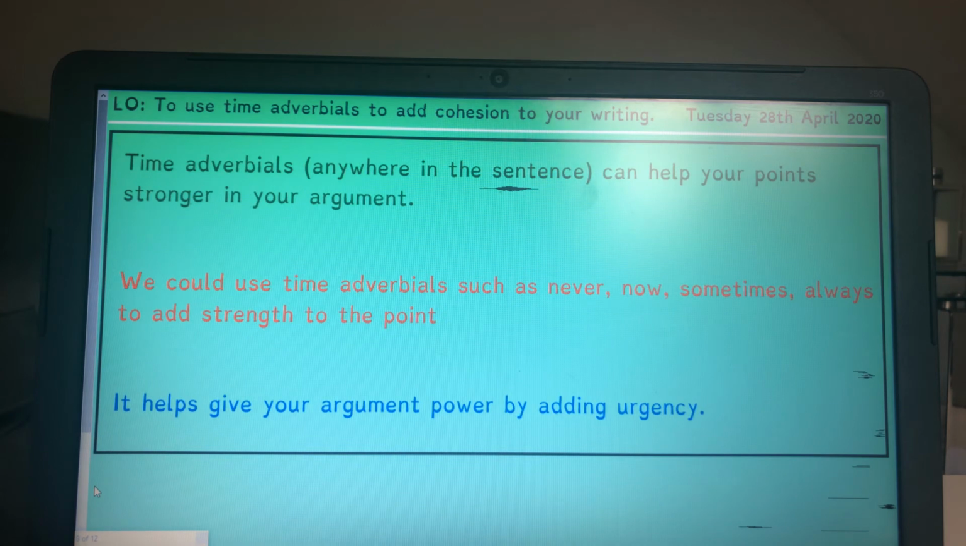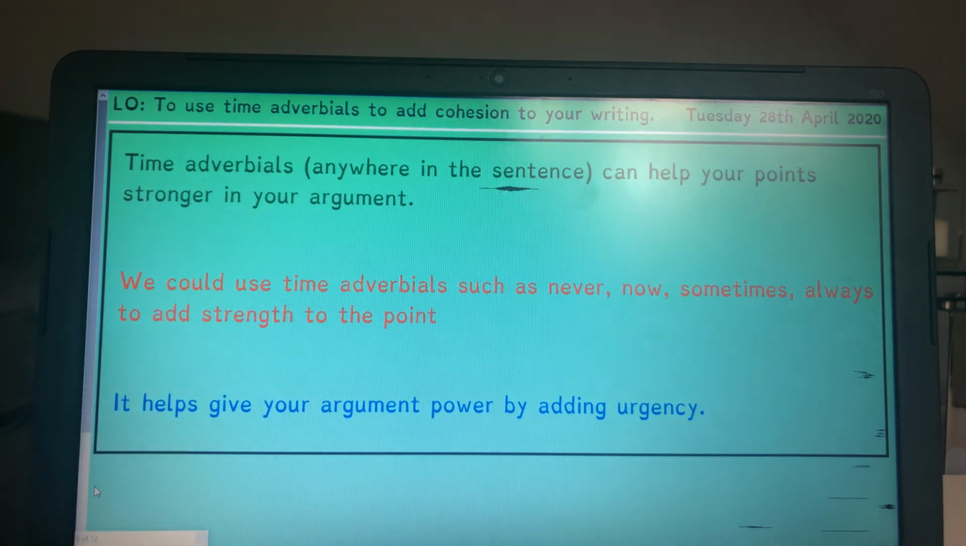And just time adverbials, so where we use them anywhere in the sentence. They can help your points be stronger in your argument. By me saying in the previous thing that your car might break down, and me adding in on rare occasions, we're making my point stronger. I'm showing I know that it doesn't happen very often, but it still could happen.